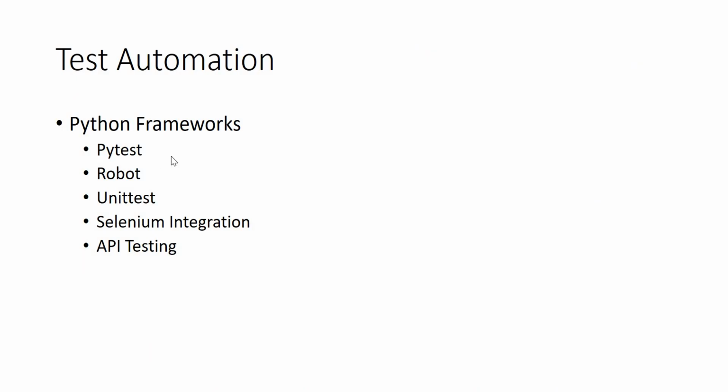For example, by using PyTest, we can write the unit test cases to execute automation of unit testing. Similarly, we can use the Selenium module of Python to test the functionality of various web applications. We can also use Python for testing the APIs by using the requests module provided by Python. We'll see some of these test automation activities in the coming videos.